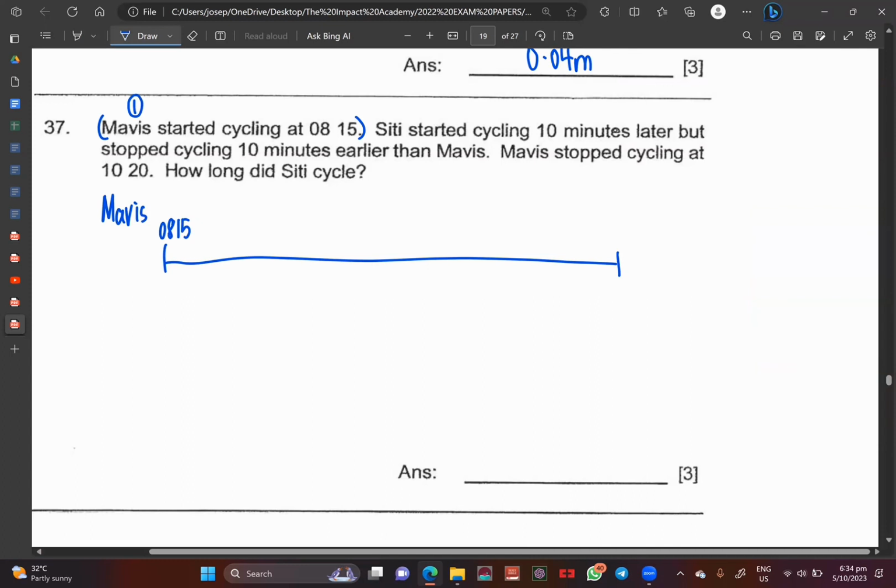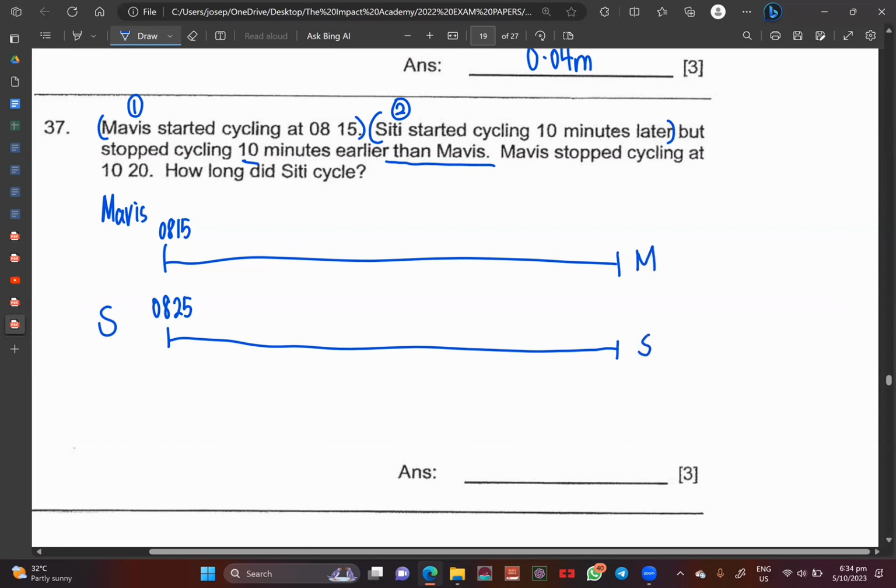Make sense? Now, sentence number 2, Siti started cycling 10 minutes later. This is Siti. 10 minutes later, that means to say it has to be 0825. Am I making sense here? And she stopped 10 minutes earlier than Mavis. So Siti will stop earlier, Mavis will stop later. Now, Mavis stopped cycling at 10:20. So this is 10:20.